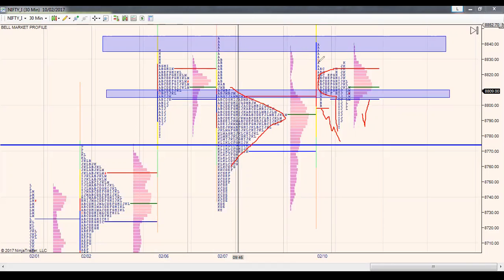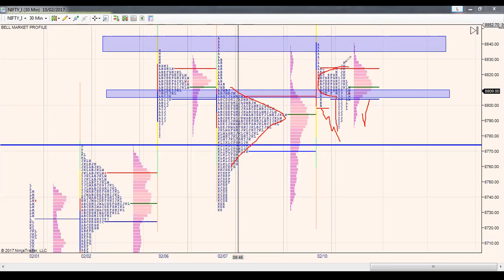So if we just ignore this tail and look at this particular development, what we see is that there was acceptance at higher levels. Then we tried to move away from this value and immediately found rejection from this particular composite point of control. So buyers from this whole area defended this point of control. This was actually shared on the Slack in my intraday updates, and promptly we moved higher, went back into this fair price for today, tried to move higher above the fair price, but then we could not do it.